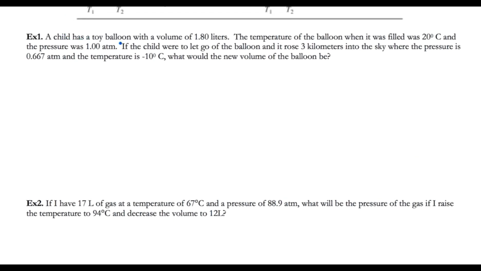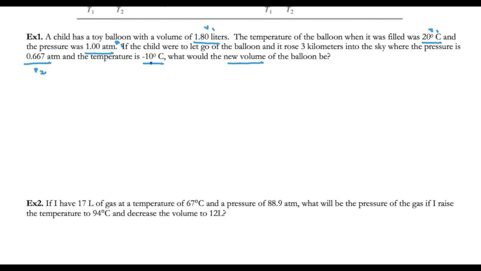So it says a child has a toy balloon with a volume of 1.80 liters. The temperature of the balloon when it was filled was 20 degrees Celsius, and the pressure was 1 atmosphere. If the child were to let go of the balloon and it rose 3 kilometers into the sky, where the pressure is 0.667 atmospheres and the temperature is negative 10 degrees Celsius, what is the new volume? So notice, this is my V1, this is my P1, and this is my T1. Those are my initial conditions. Then my pressure will decrease, so that's my P2.